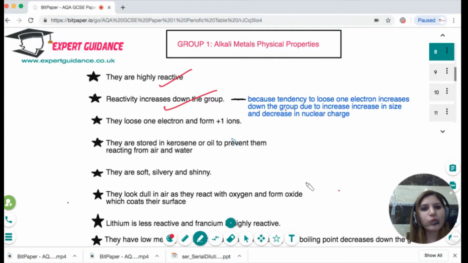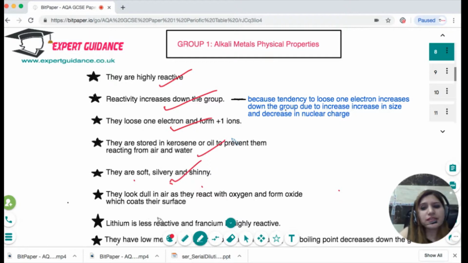Since they have 1 electron in their outermost shell, they lose 1 electron and form +1 ions. They are stored in kerosene and oil. Why? Because they are highly reactive. They can easily react with oxygen or moisture in the air, and can cause an explosive reaction. They are soft, silvery, and shiny, but you must have seen that the metals at times look dull.